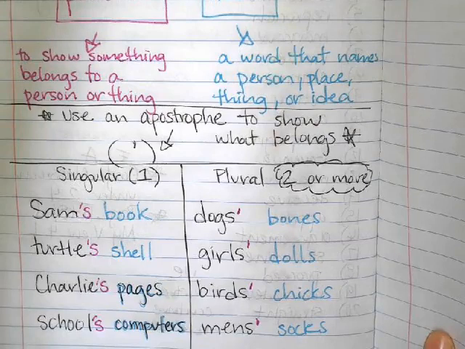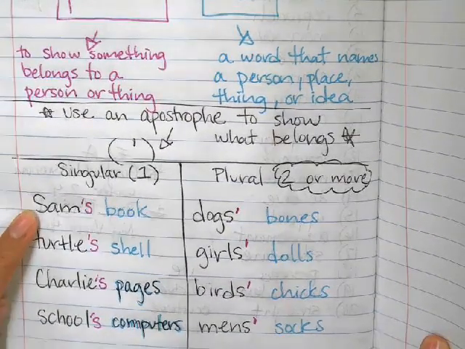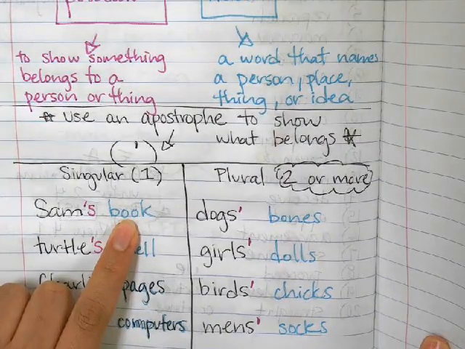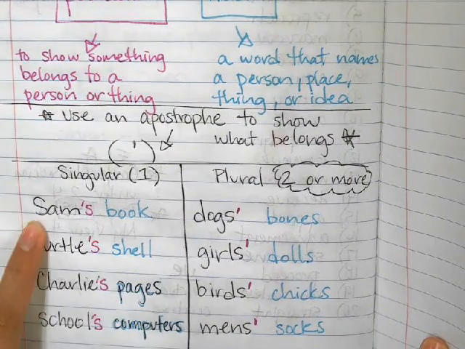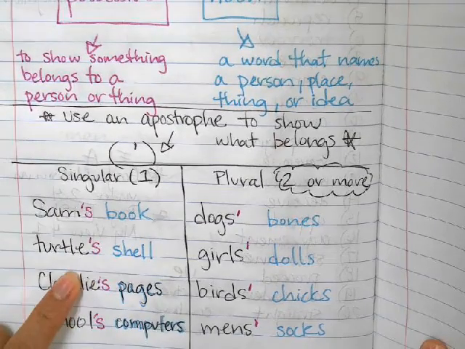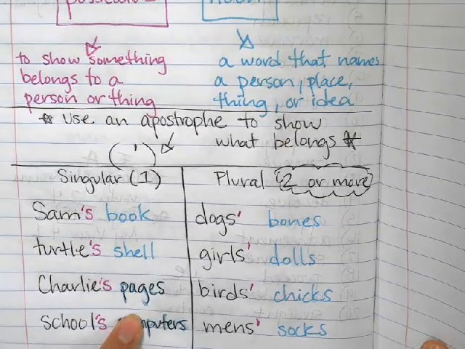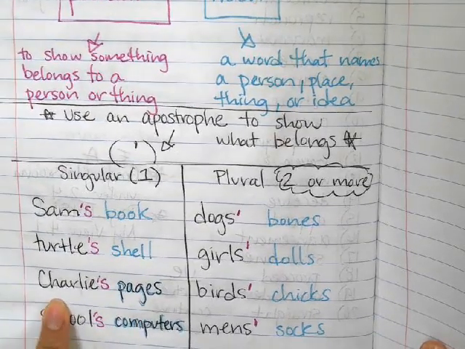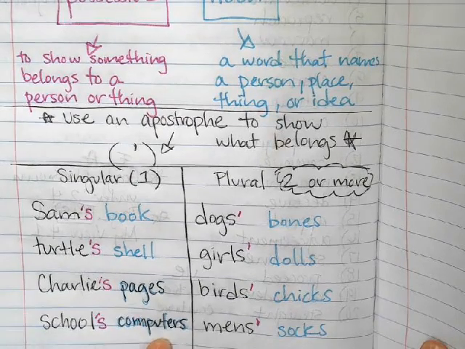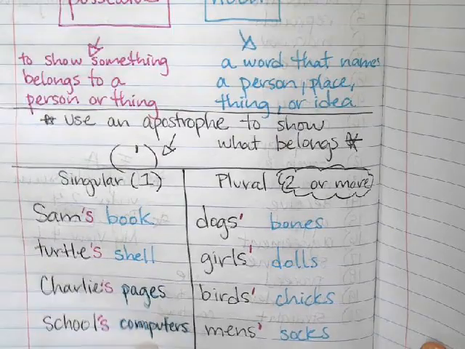So for example, for singular, we have the person or thing, which is Sam, and then we have our noun, which is book. The book belongs to Sam, so it's Sam's book. Again with turtle, the shell belongs to the turtle, so it's the turtle's shell. Pages belong to Charlie, it's Charlie's pages. Computers belong to the school, so it's the school's computers.